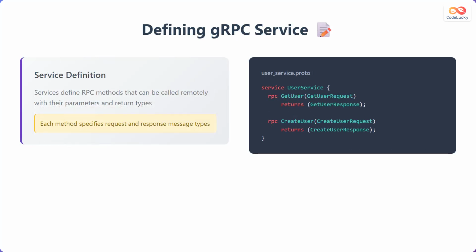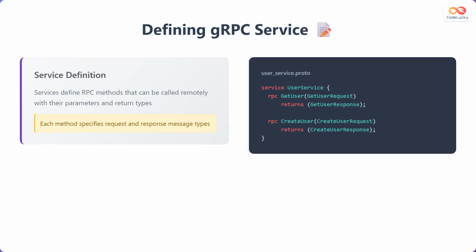Defining a gRPC service is where you specify the contract between your client and server. Services contain RPC methods that define what operations clients can perform. Each RPC method specifies its input parameters and return type using protocol buffer messages. In our example, the user service defines 2 methods, GetUser and CreateUser.